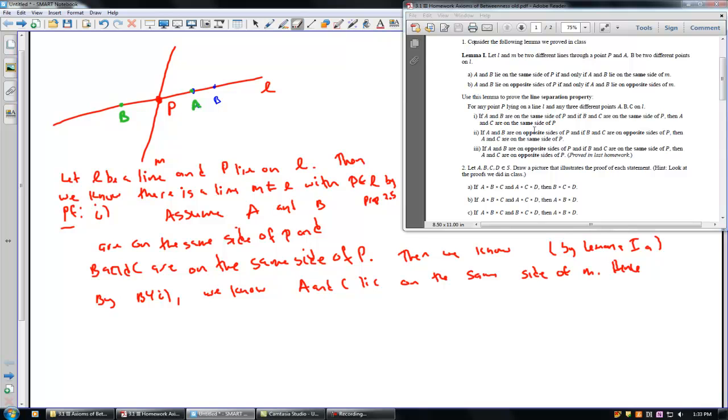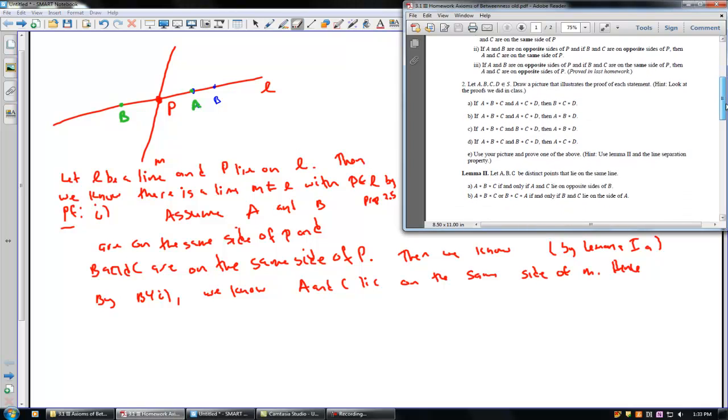So assume now A and B are on opposite sides of P, B and C are on opposite sides of P. Right, then invoke lemma 1, so we know A and B are on opposite sides of M, B and C are on opposite sides of M. Then invoke betweenness axiom 4, part 2, which tells us if these two are on opposite sides of M, then A and C are on the same side of M, and then go back and invoke lemma 1 again, and then we can say that A and C lie on the same side. Okay, so that's the idea. So hopefully that clears that one up.